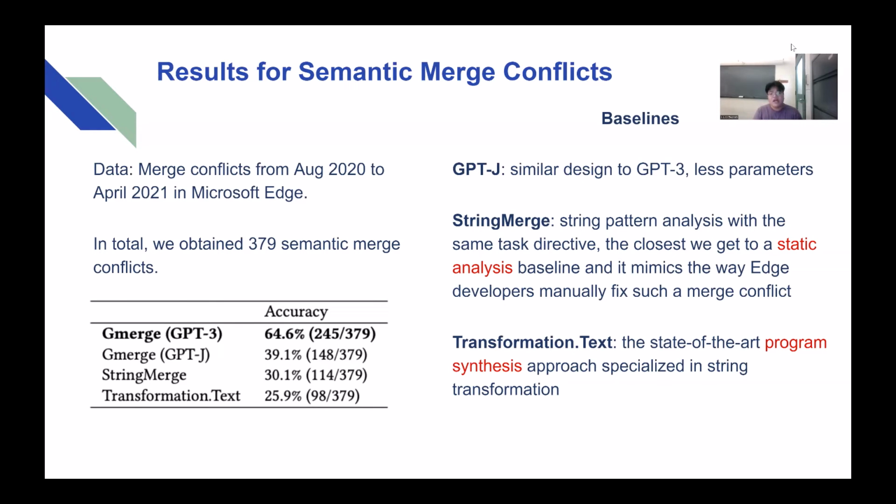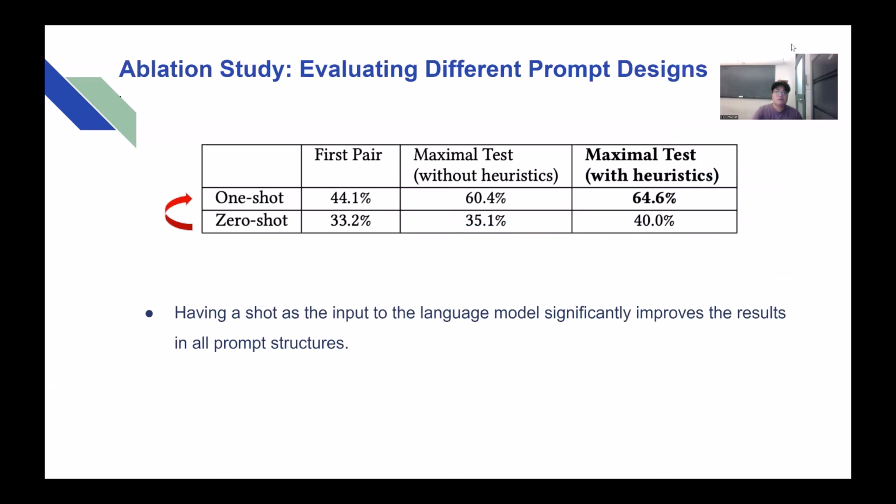And finally, we have our transformation tasks. The baseline here is the state-of-the-art program synthesis approach, which is designed for string transformation. From the table we provided here, we can see that the accuracy of GPT-3 actually outperformed the rest of the baselines by a large margin.